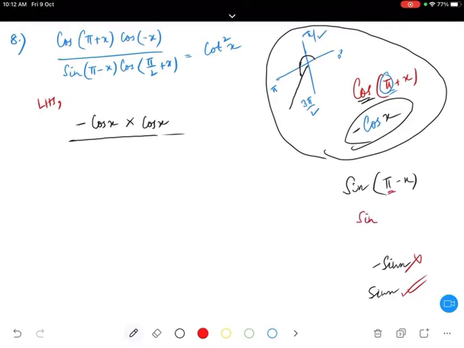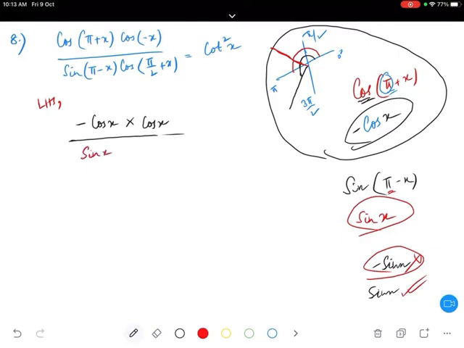Now pi minus x means what? This is pi. Minus x means it is less than pi. So the angle will be here. So the angle will lie in the second quadrant. And in the second quadrant, sine is positive. So it will be sine x. Am I clear? The one who is saying minus sine x, is it clear? Please don't confuse it, okay? So I have sine x in here.